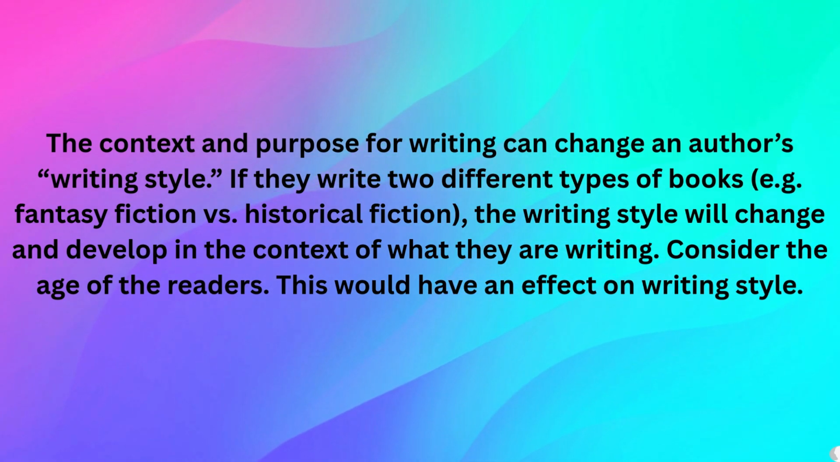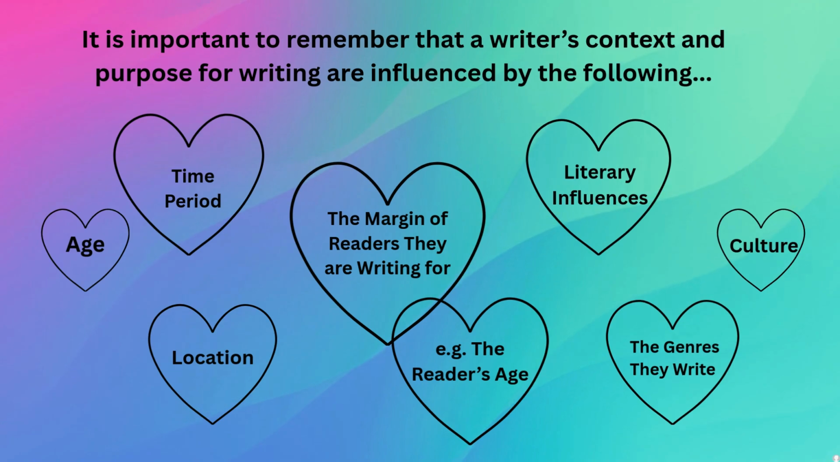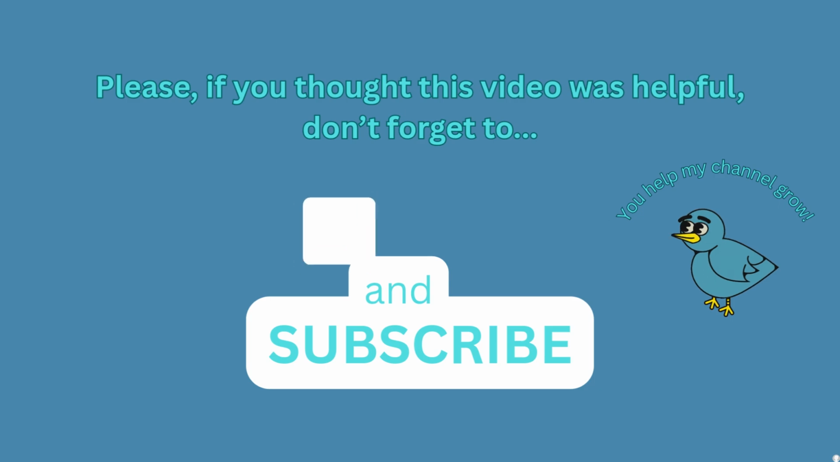The context and purpose for writing can change an author's writing style. If they write 2 different types of books, for example, fantasy fiction versus historical fiction, the writing style will change and develop in the context of what they are writing. Consider the age of the readers. This would have an effect on writing style. It is important to remember that a writer's context and purpose for writing are influenced by the following: their age, location, time period, the margin of readers they are writing for, literary influences, culture, and the genre they write.